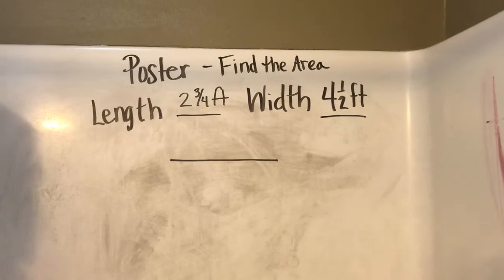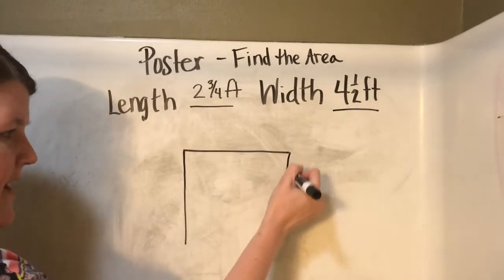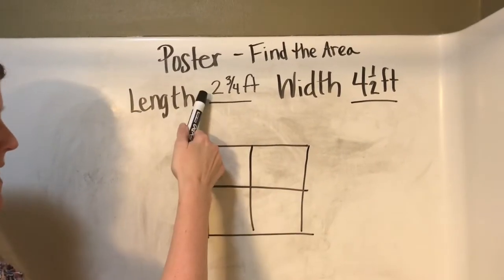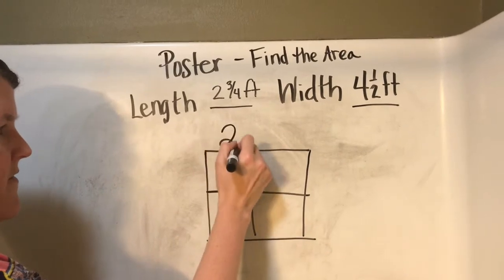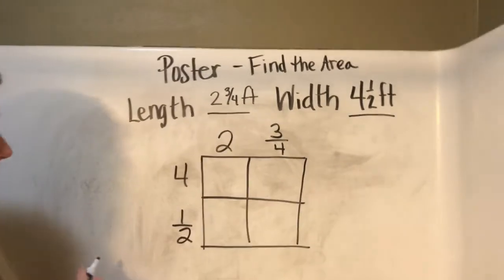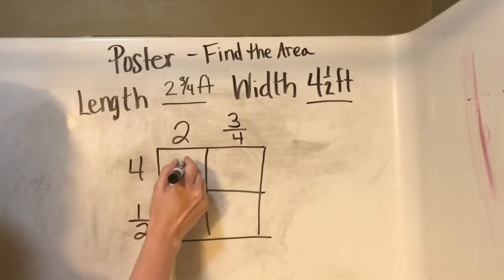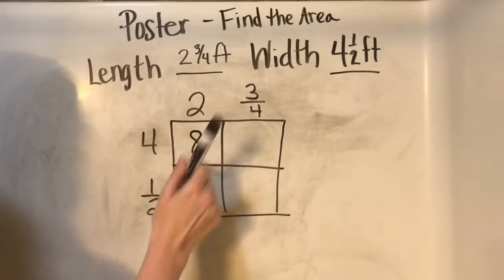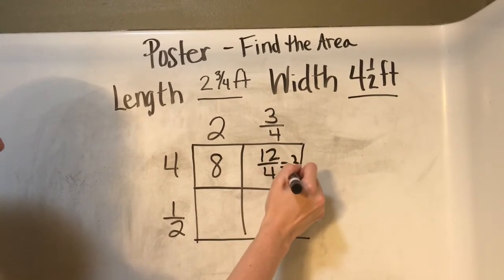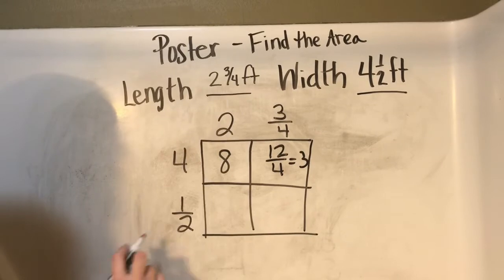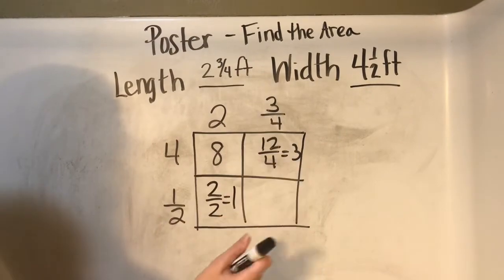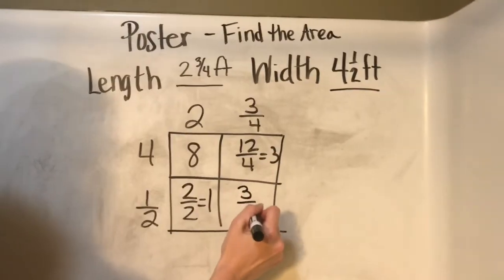So the way that we do want to work it out is, one way, we can use an area model. And this works the same way that it would with whole numbers. We're going to split up the fraction and the whole number. So this would be 2 3/4, and then 4.5 here. So we're going to multiply 4 times 2 to get 8. And then we're going to multiply 4 times 3/4, which is going to give us 12/4, which we know is equal to 3. And then 1/2 times 2 would give us 2/2, which equals 1. And then 1/2 times 3/4 would give us 3/8.